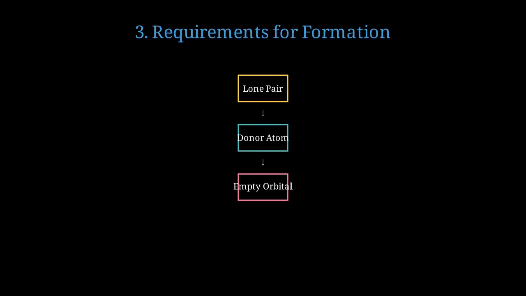What conditions must be met for a coordination bond to form? Three things are needed: a donor atom with a lone pair of electrons, an acceptor atom with an empty orbital, and proper geometry for overlap. Common donor atoms include nitrogen, oxygen, and sulfur, which have lone pairs of electrons available. Common acceptors include hydrogen ions, transition metal ions, and boron, which have empty orbitals.